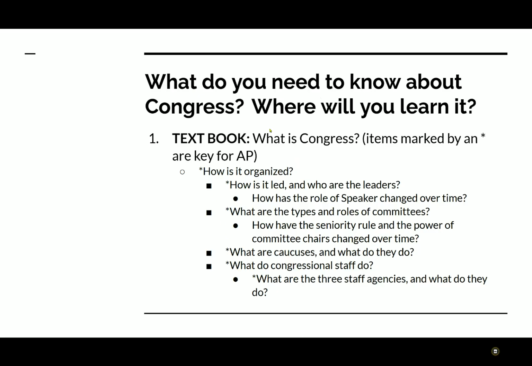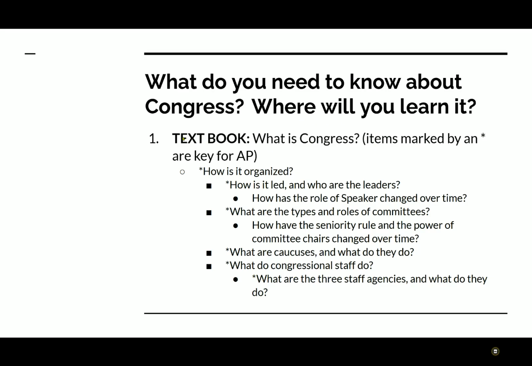This list, we're not going to go through it in the lecture. It is what you need to know about Congress and where you will learn it, or maybe where you have already learned it. What I will point out about the list, not that you guys can't read and comprehend this, the key point of having it is not only to know what you need to know, but where you're going to find and learn that information.